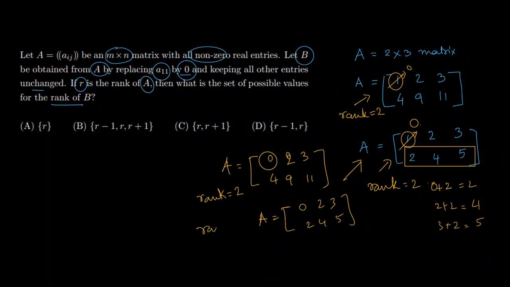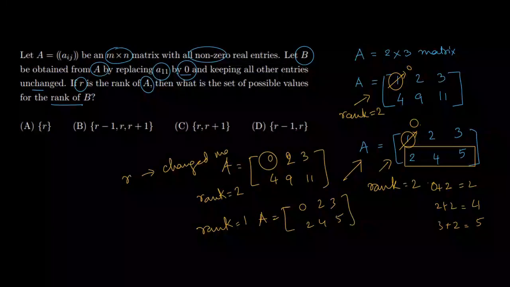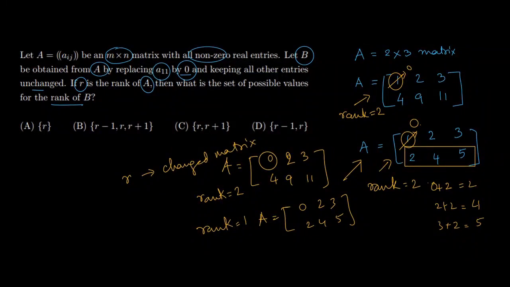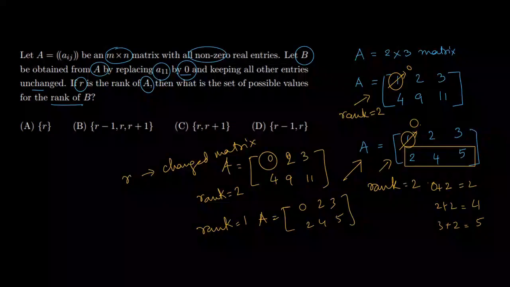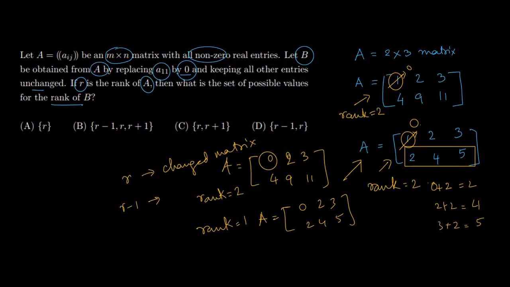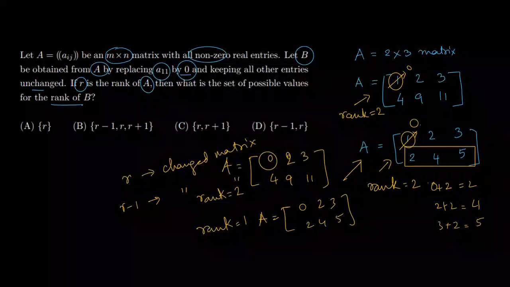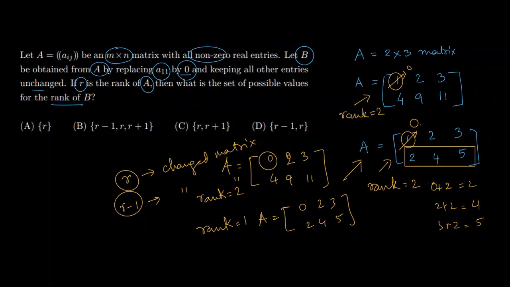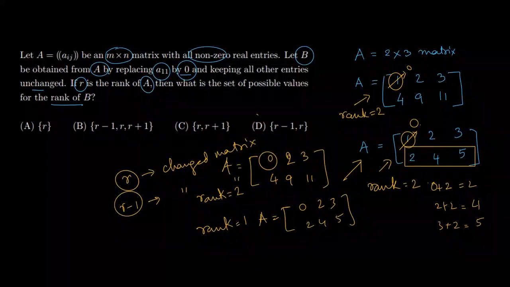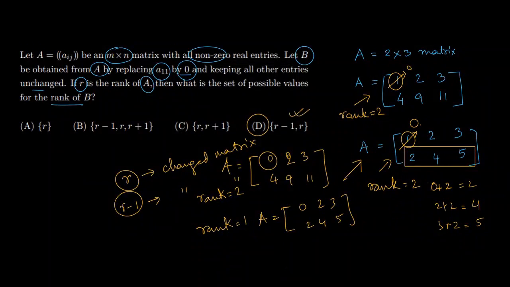So there can be two cases. If R is the rank of the original matrix, the rank of the changed matrix can also be R, or it can be R minus 1. So there could be two possibilities, R minus 1 and R. So option D is the correct choice.